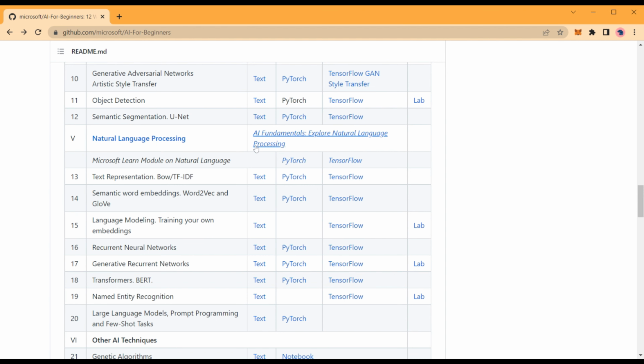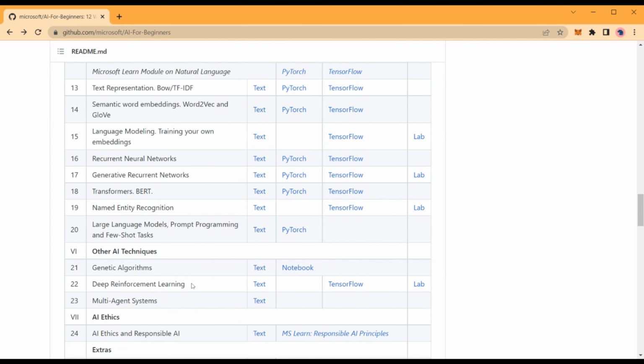Next, we have natural language processing, and under natural language processing we have text representation. Okay, so serially we can just follow, right? Text, PyTorch, TensorFlow, text, PyTorch, TensorFlow. Where there is no PyTorch, you just jump into TensorFlow and then the lab. When there is no lab, just skip and go to the next topic. Okay, so these are the topics under natural language processing.